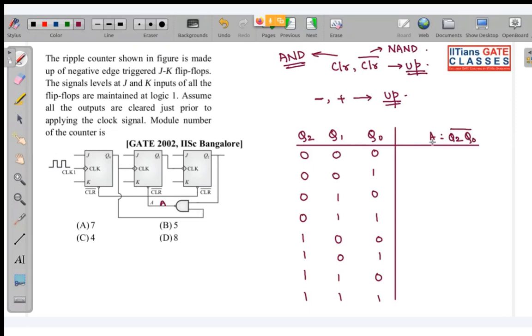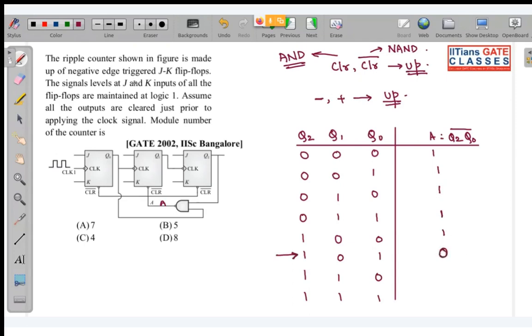Okay, so this A means the clear will be activated when we get 0. So here you can see Q0, sorry, Q2, Q1. So this will be 1. Okay, this will be also 1, 1, 1. Okay, over here you can see this will be what? This will be 1 into 0. So this will be also 1. For the first time you will be getting 1 over here.